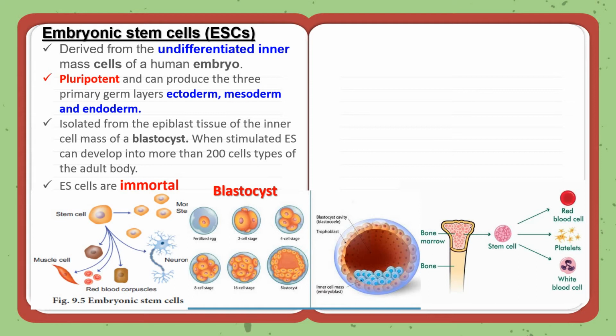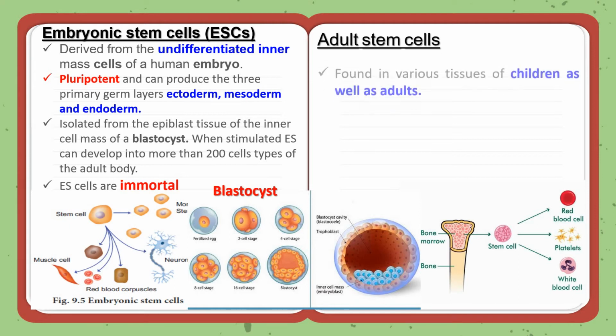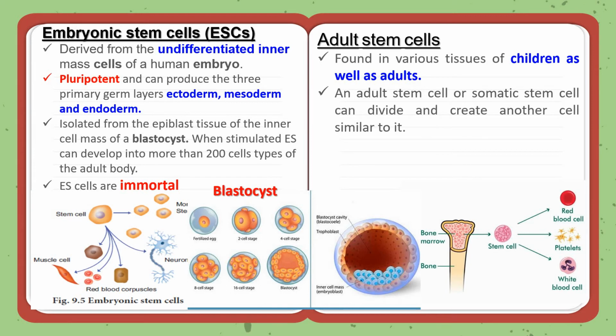So these are all some basic characteristic features of embryonic stem cells. First one, it is an undifferentiated cell, pluripotent. Then it is isolated from the epiblast tissue of the inner cell mass of blastocyst. It is immortal. When you come to the adult stem cells, here it is found in various tissues of children as well as adults. So what is the difference? The embryonic stem cell is present in the embryo, but in the case of adult stem cell, it is present in the children or in the adult. That is a major difference.